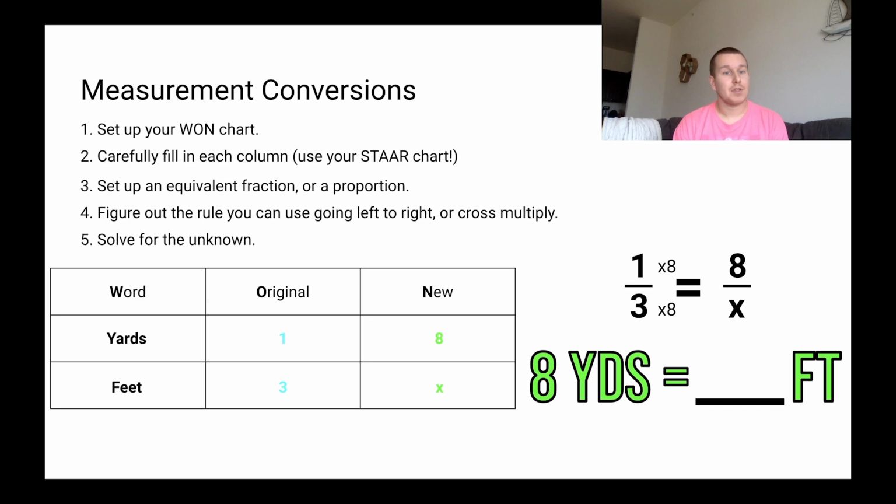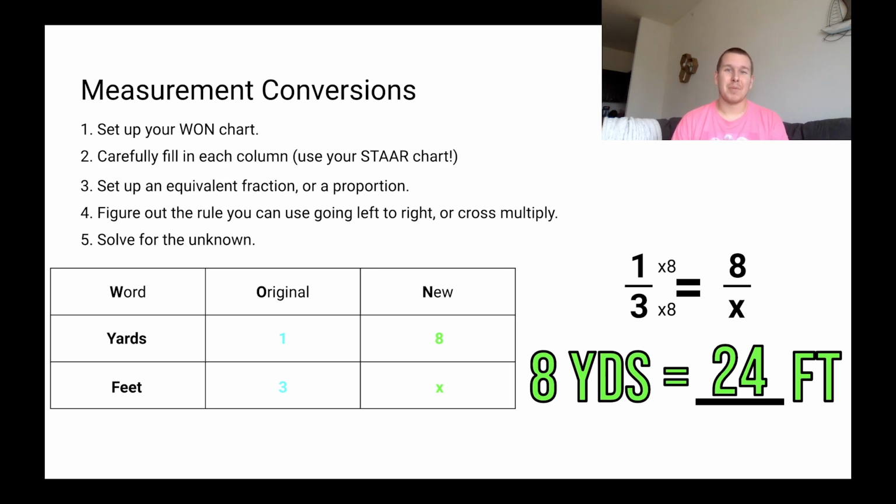So step 5, solve for the unknown. 3 times 8 is going to give us 24. So there are 24 feet in 8 yards. This was a pretty simple conversion, and we're going to do a couple of problems where they're maybe not as simple, but that's all there is to it. The one chart is super, super helpful, helps you set up an equivalent fraction or a proportion, and then you can easily solve.